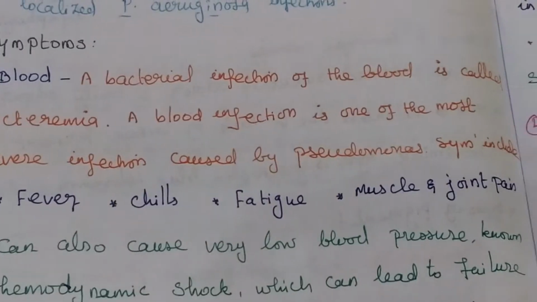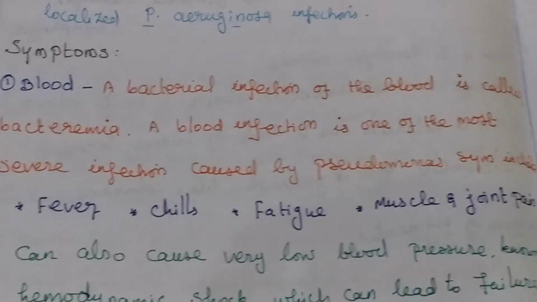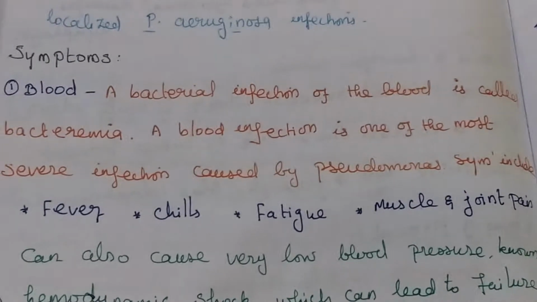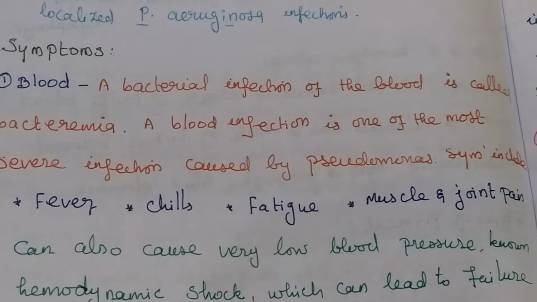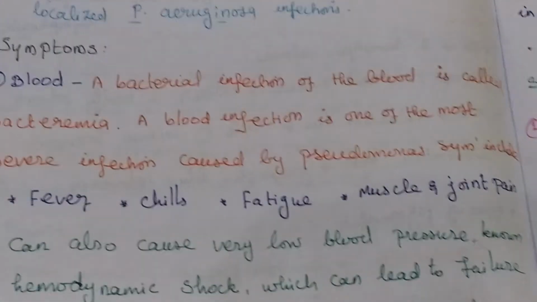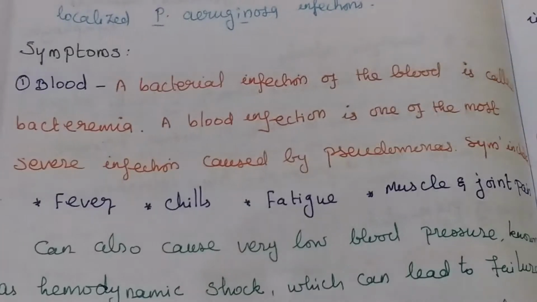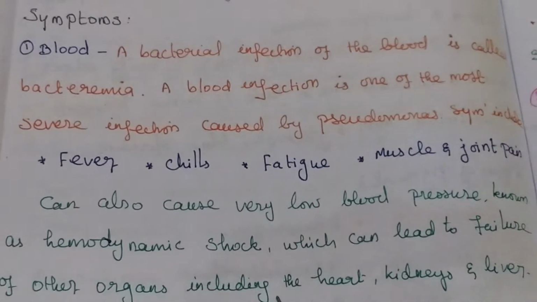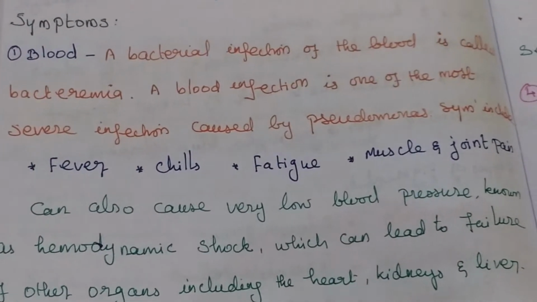A bacterial infection of blood is called bacteremia. A blood infection is one of the most severe infections caused by Pseudomonas aeruginosa. The symptoms are fever, chills, fatigue, muscle and joint pain. It can also cause low blood pressure, known as hemodynamic shock.